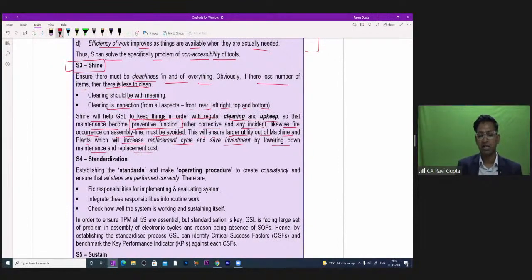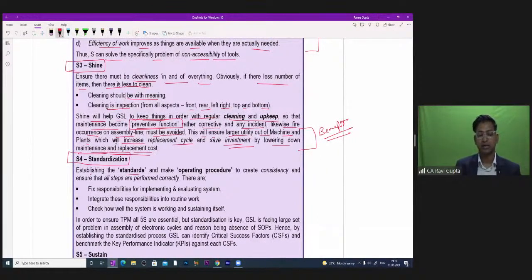This will ensure larger utility out of machines and plants, which will increase the replacement cycle and save the investment by lowering down the maintenance and replacement cost. So definitely when we shine, our replacement and maintenance cost will come down. Then S4 is Standardize. So this was the benefit, right? S4 is standardization.